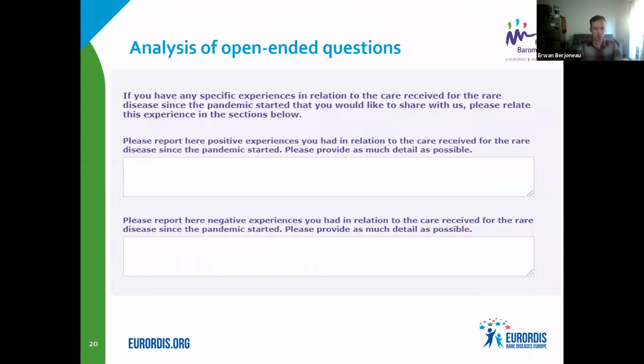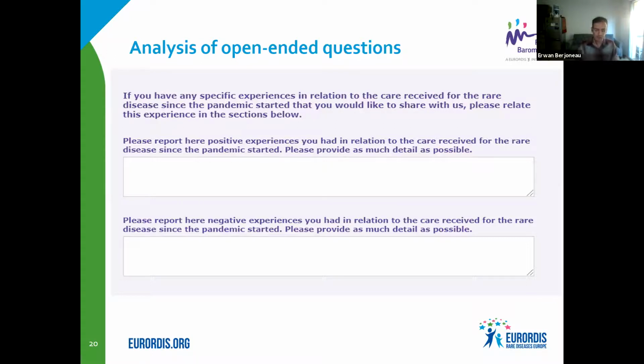We analyzed those open questions over the course of the summer, and they were very simple. We asked the people, and they had a text box to answer in their own words. What were their positive experience and what was their negative experience? So the question was very large. As you see, we just said, please report here positive experiences you had in relation to the care received for the rare disease since the pandemic started. Please provide as much detail as possible. So people were able to talk about whatever they wanted, and that was very interesting.